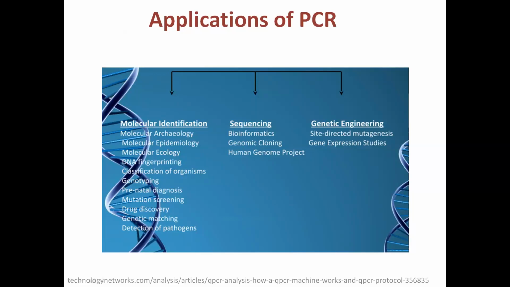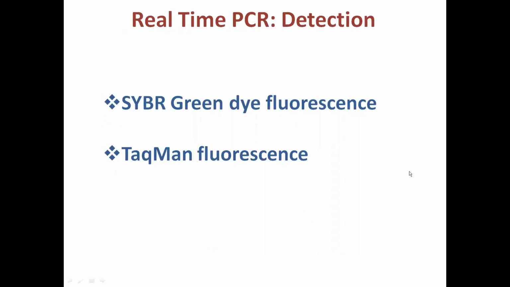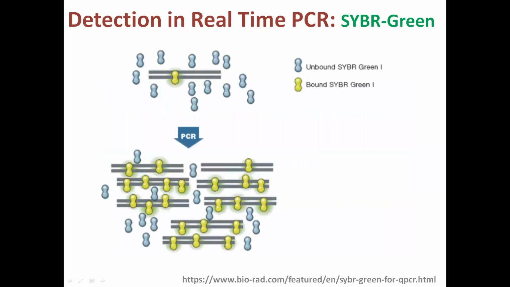This is the classical PCR. Next, what is real-time PCR? How is it different from the classical PCR? Usually two types of fluorescent dyes are used in the real-time PCR. One is the SYBR Green dye, another is the TaqMan fluorescent detection.